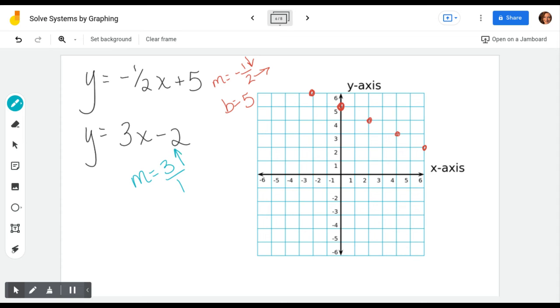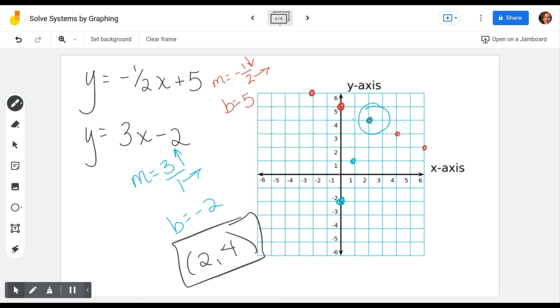Okay, second one, my slope is 3, so that means 3 over 1. It's positive, so that's up and right. My y-intercept is at a -2. So down here, -2. From there, I'm going to go up 3, right 1. Up 3, right 1. There's my intersection point. The coordinates of that point would be +2, +4. There's your solution. That's the x and y combination that works in both equations at the same time.